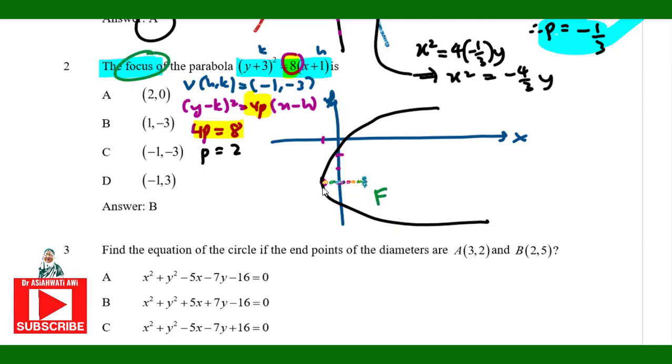So 2 from negative 1 gives 1. So x is 1, and the y value is negative 3, the same as the vertex. So the answer is (1, -3), that is B.